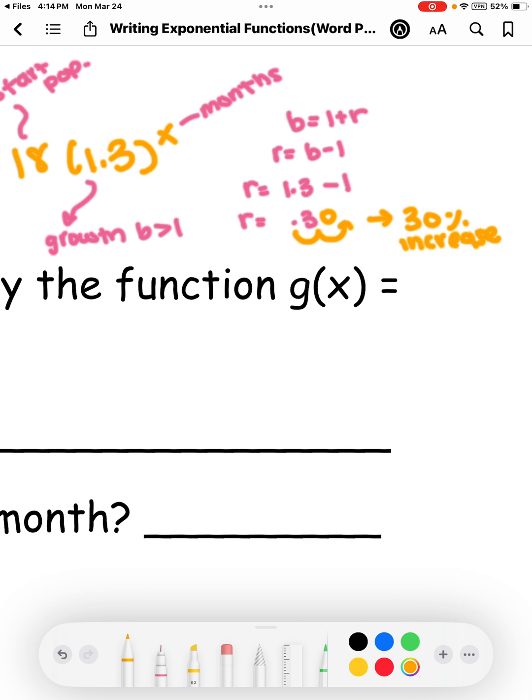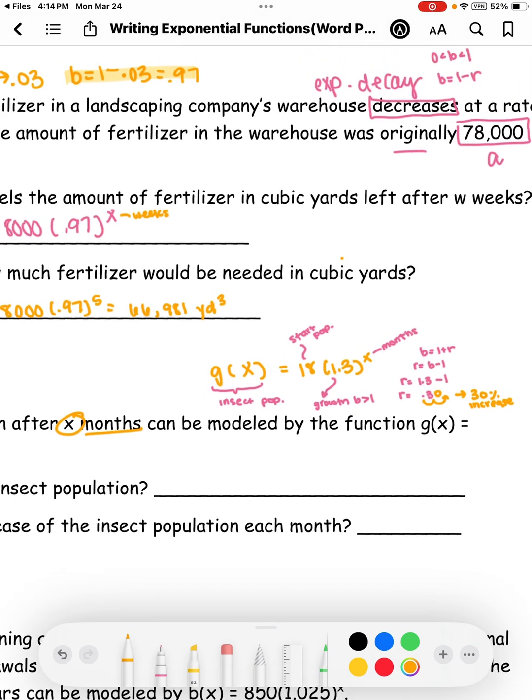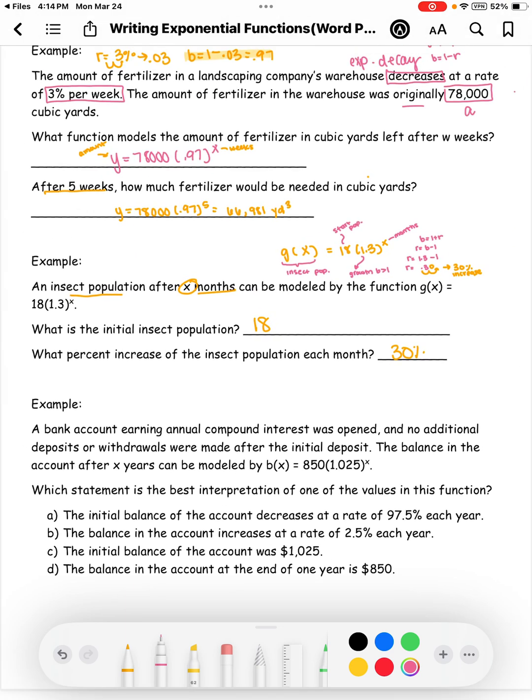Oh my gosh, you are so smart. Rewind that back if you didn't understand. So what's the initial insect population? 18, and it increased by 30%. Okay, one more. We got this, guys. And please make sure you're pausing, writing those notes like we would be doing in class, okay? So that you make sure you understand and can do really well on this assignment today.